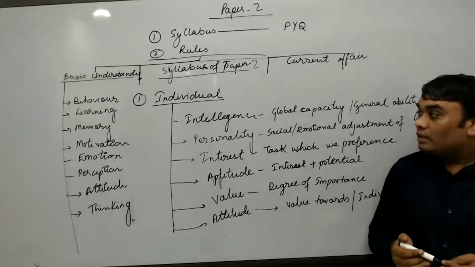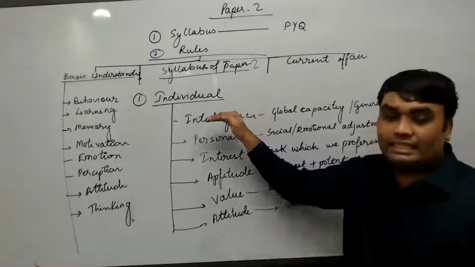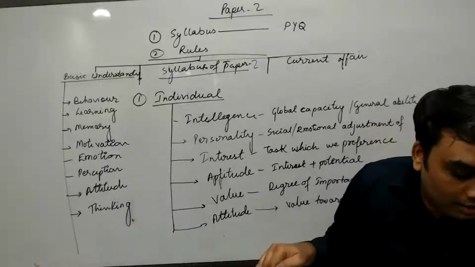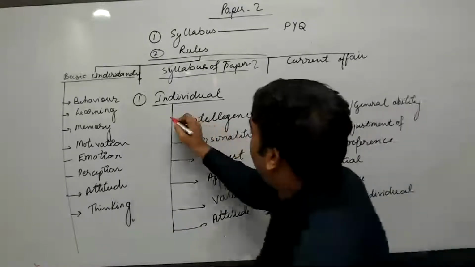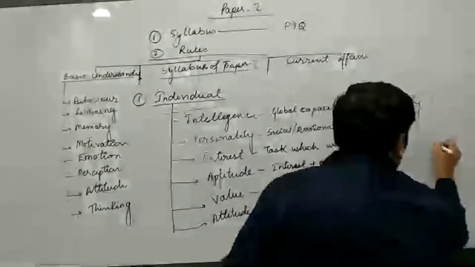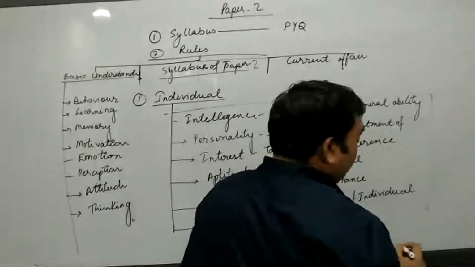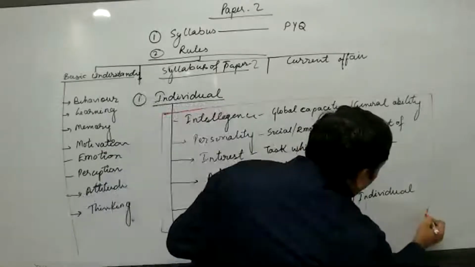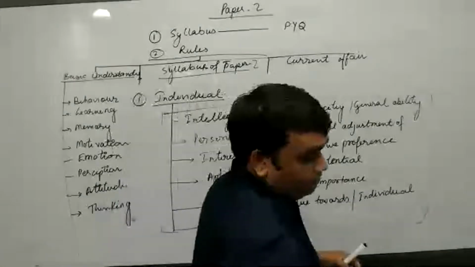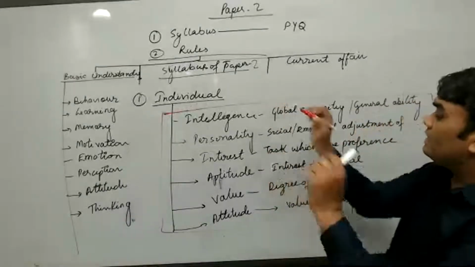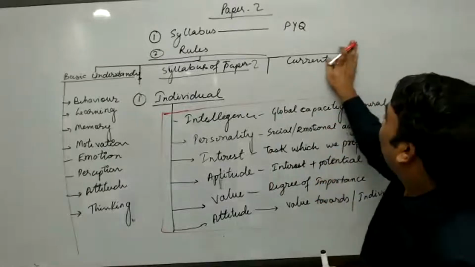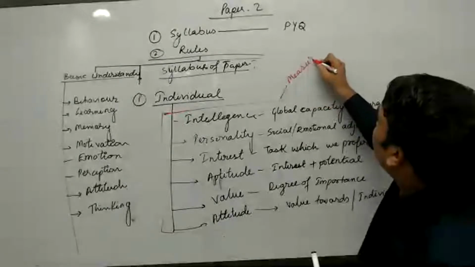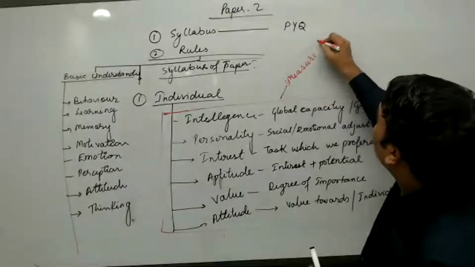Getting my points? So these are the basic individual abilities, and these individual abilities we measure. What do we basically do with all these individual abilities? We try to measure these individual abilities.